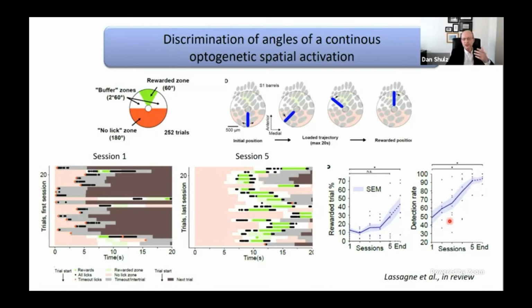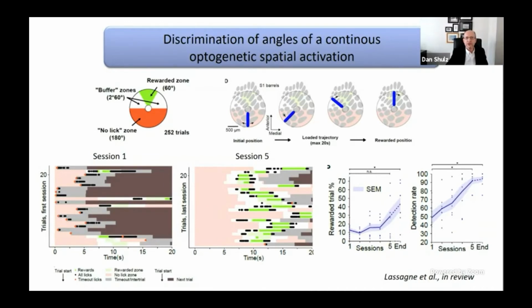The detection rate is the percentage of entries into the rewarded zone for which the mouse obtained at least one reward. So overall, a high detection value indicates that the mouse learned to lick when the light bar was in the rewarded zone, while a high percentage of rewarded trials requires that, in addition, the mouse learned to refrain from licking when the stimulus was in the no-lick zone.